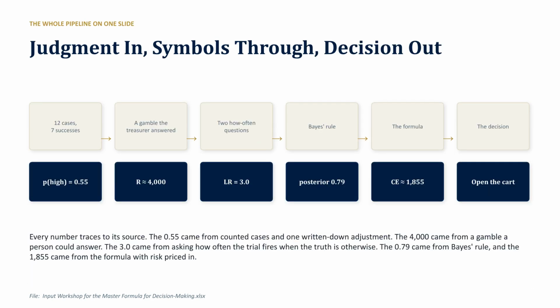This pipeline, judgment in, symbols through, decision out, ensures every part of your decision is auditable. If a decision fails, you can trace the error back to the specific link, whether it was the prior, the gamble, or the evidence evaluation, rather than guessing what went wrong.